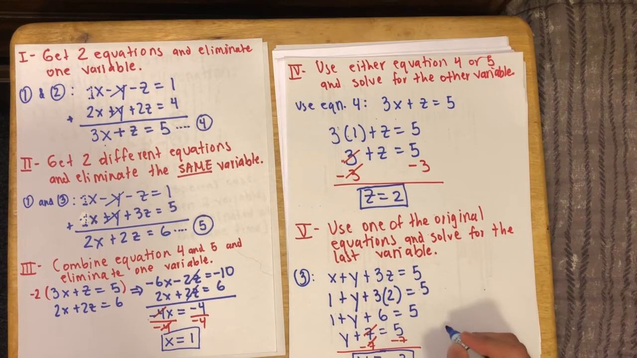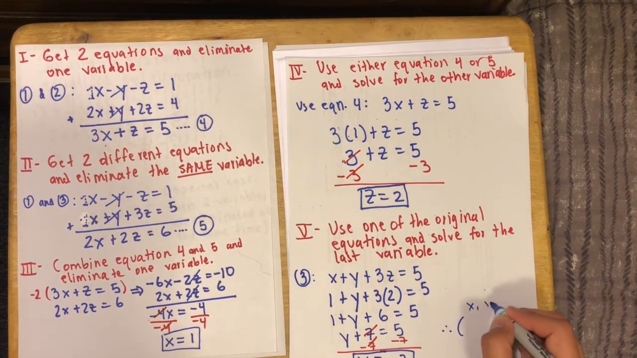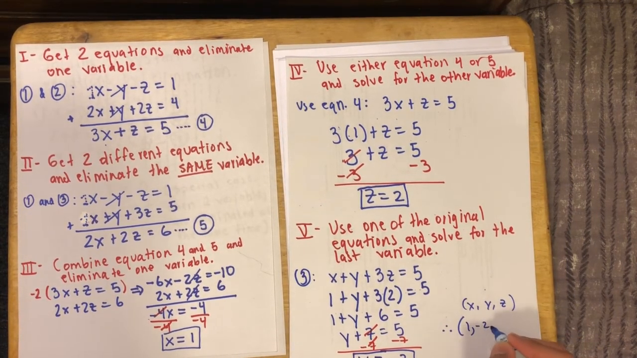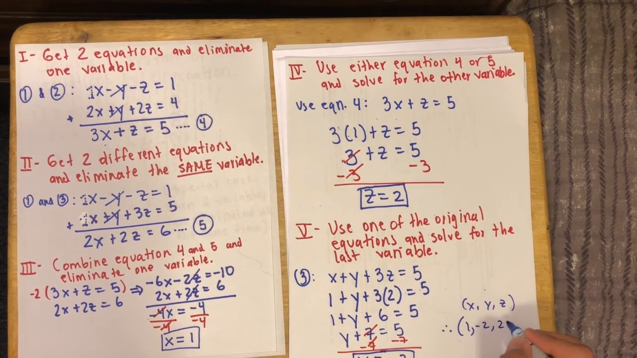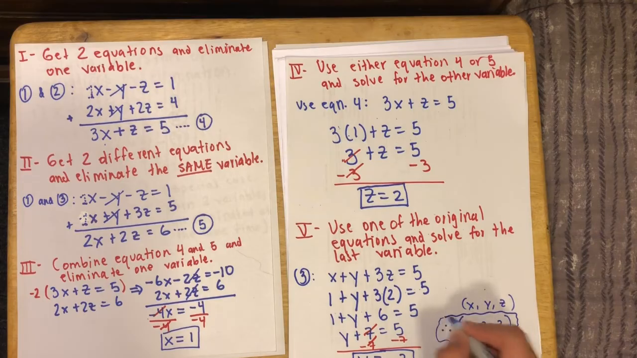So my final solution is going to be in terms of x, y, and z. So it's going to be x is 1, y is negative 2, and then z is 2. And that's going to be our final solution.